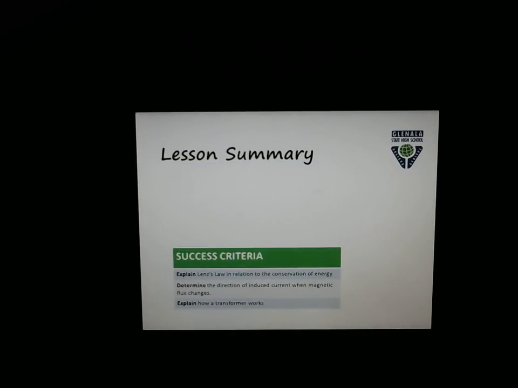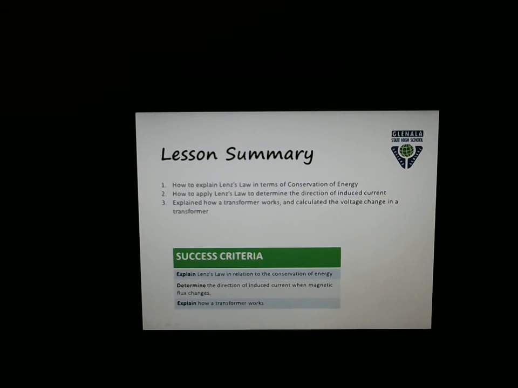So, in this video we have done the following: how to explain Lenz's law in terms of conservation of energy, how to apply Lenz's law to determine the direction of an induced current, and we've calculated voltage change in transformers and explained how they work. Okay, the explaining part is the actual descriptor out of the syllabus, but I have a feeling that voltage change might be something that could appear in relation to that, so it's worthwhile knowing the formulas, especially since the formulas are in the formula booklet. It's kind of like they're saying, yeah, you'll probably have to do it, but we're not going to say directly that you have to do it, so we just want to cover that just in case.